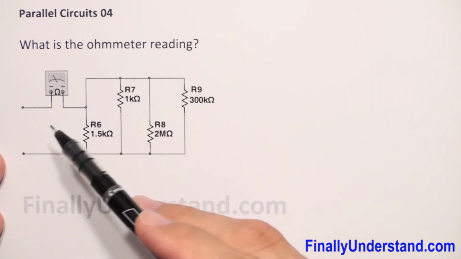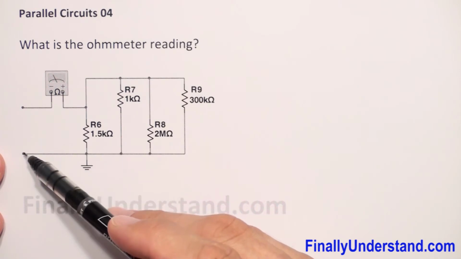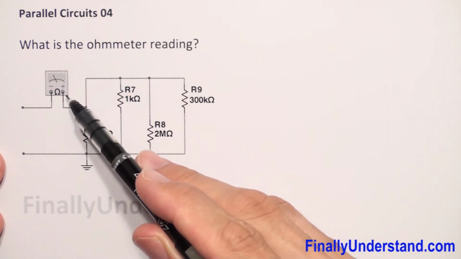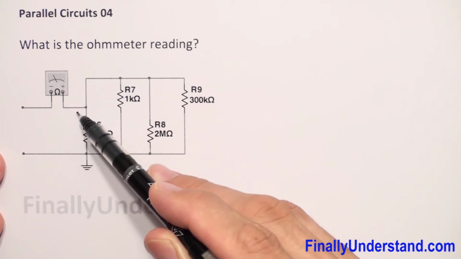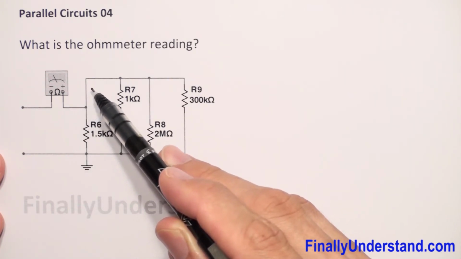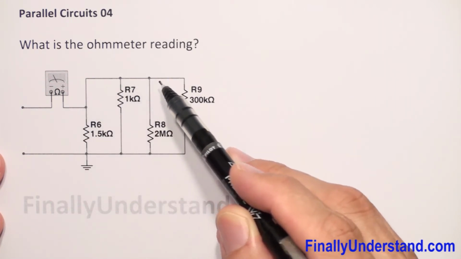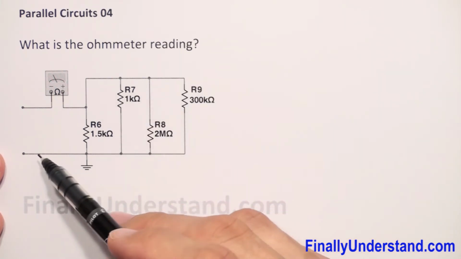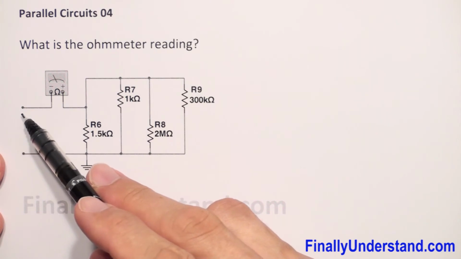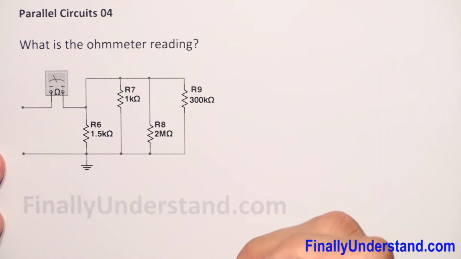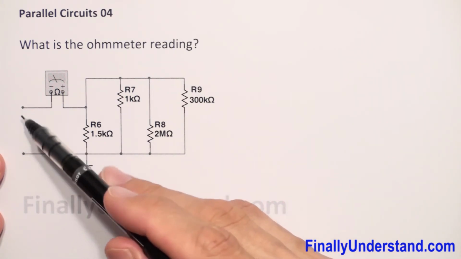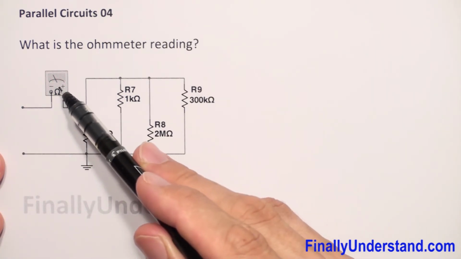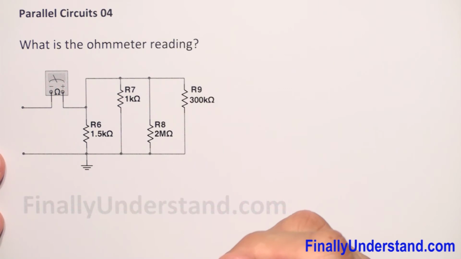Please notice that this circuit is open. Okay, it means that current is not flowing. Theoretically, current has to go from the positive terminal of my ohmmeter. Okay, we are using the conventional current flow, through the resistors and supposed to get back to the negative terminal of the ohmmeter, but the circuit in this case is open. So what's the reading of my ohmmeter?